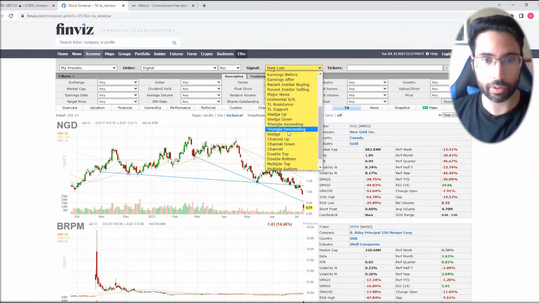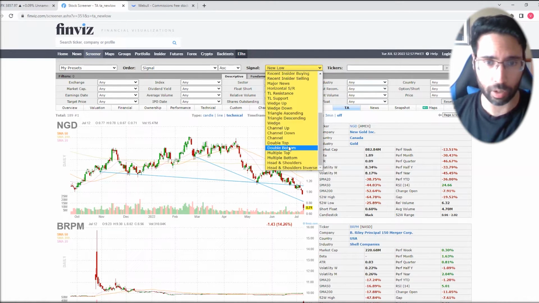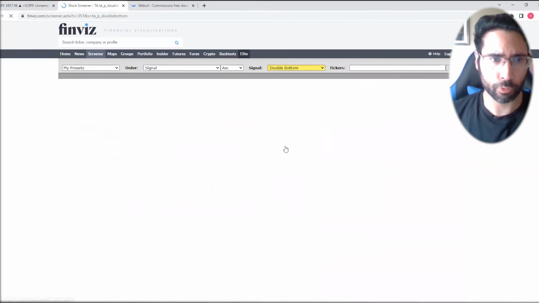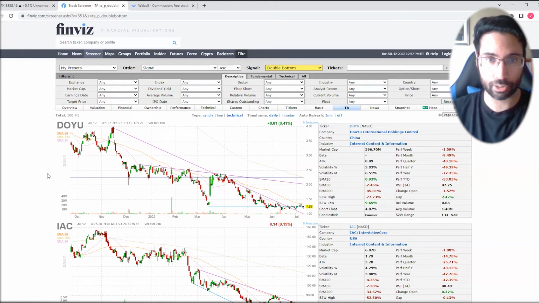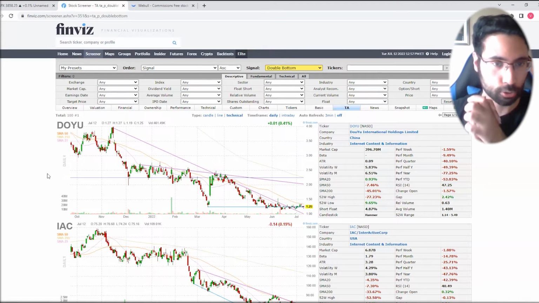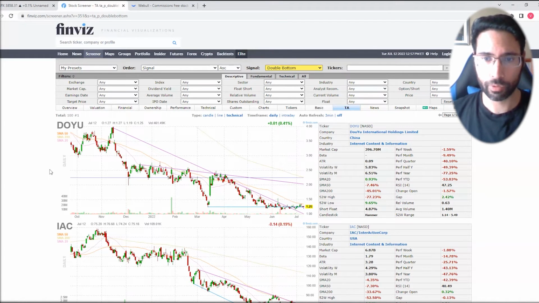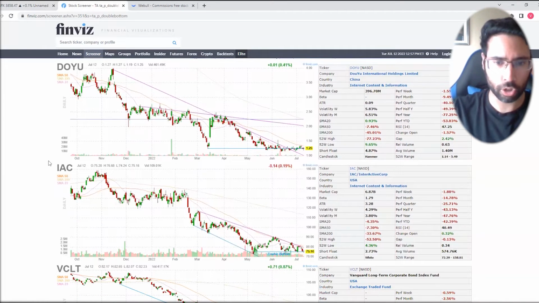If you look at triangles, wedges, double bottoms, double tops, a lot of people who follow my work are familiar with some of these words, and this is sort of the screener I like to use. I like to look for double bottoms and ranges and as such, because it sort of gives me this idea of what could be basing.